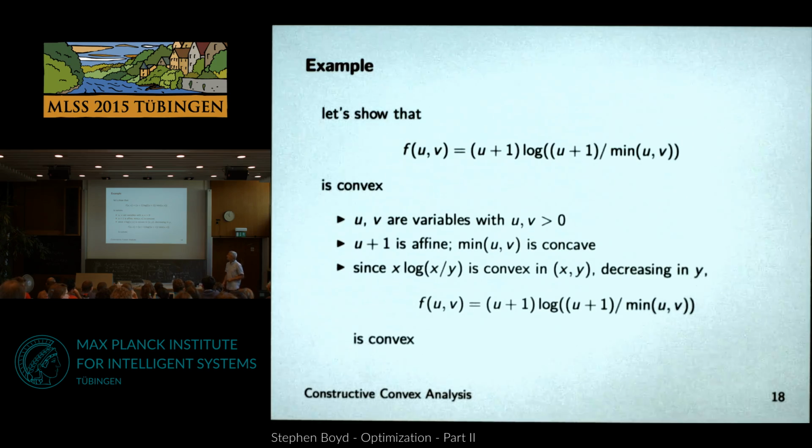All right. So this sub-expression is affine. That's affine. Min of two variables. Actually, I could have put a square root of u there just to make this even uglier. I mean, it doesn't matter, right? But so this thing is concave. Okay. And now the next one, we're going to look at the following function, x log x over y.